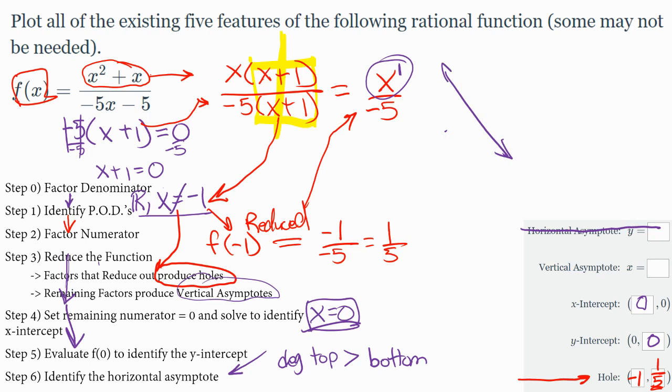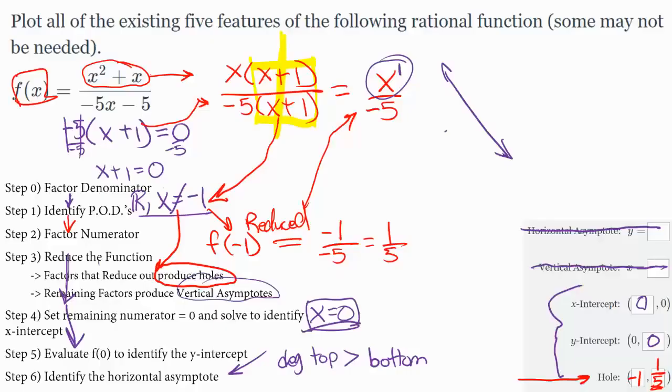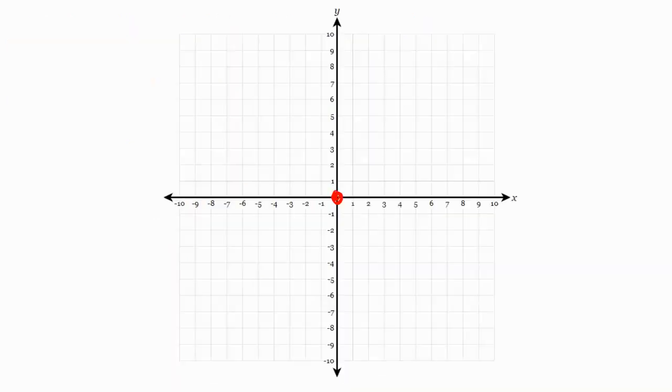Oh, and I didn't cross out vertical asymptote. So we're going to plot these 3 things on a graph. So we take and plot our x-intercept. X-intercept goes right there. And then our y-intercept is the same spot. So of course, 0, 0 is the same spot. And then we're going to have a hole at -1, 1/5. So -1, positive 1/5, which is really small, right here, there's going to be a hole.